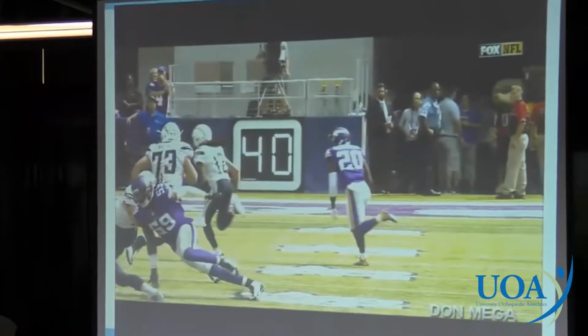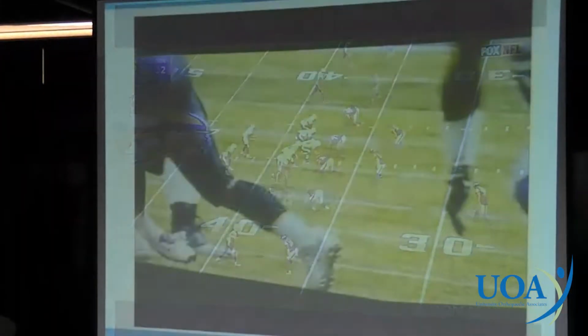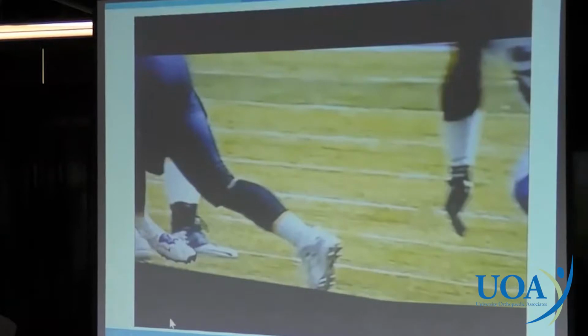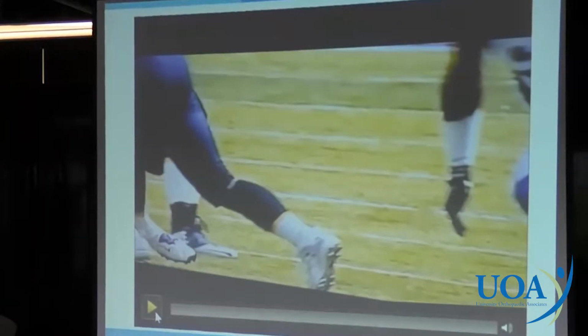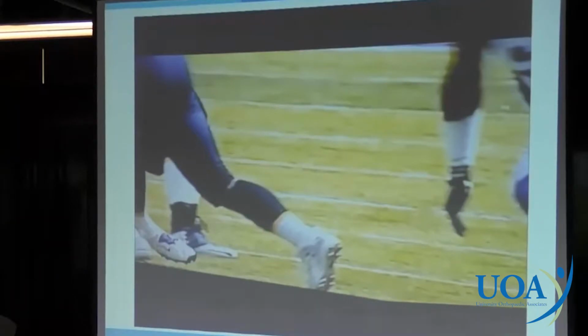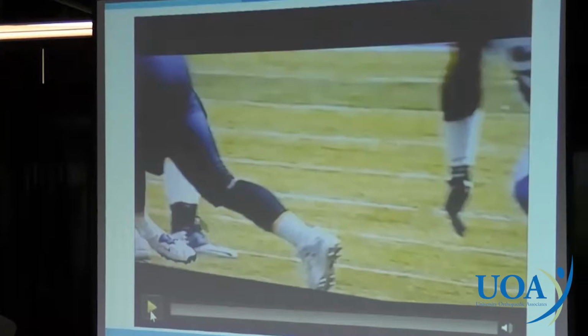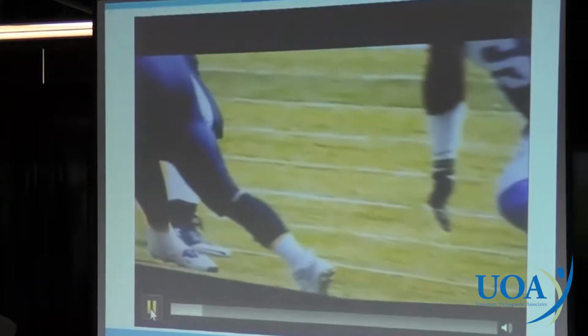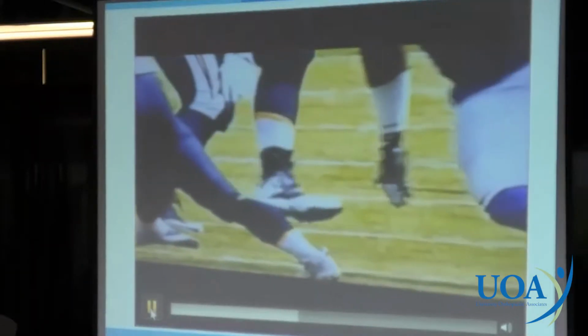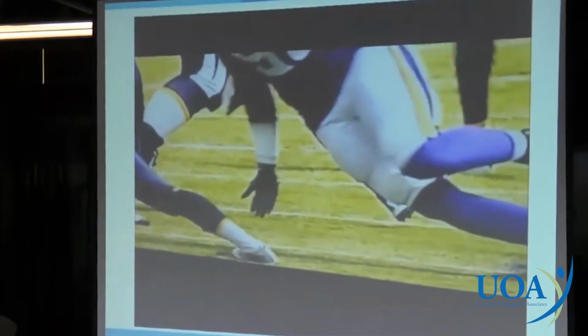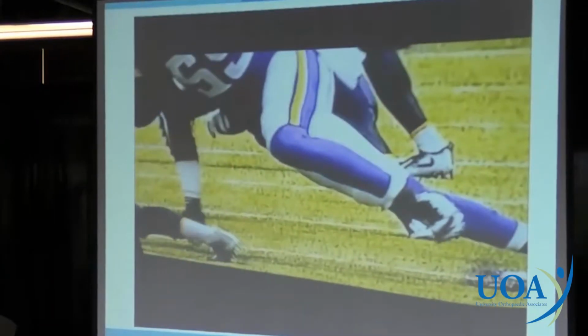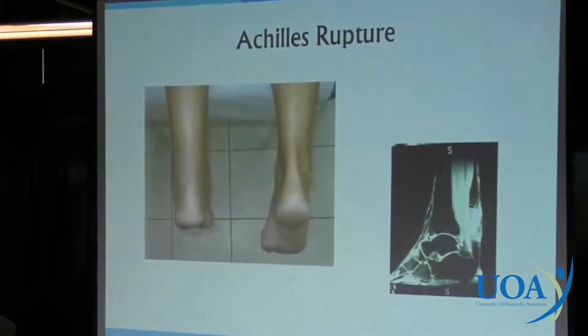If we look a little more closely, the diagnosis is not really in question there.